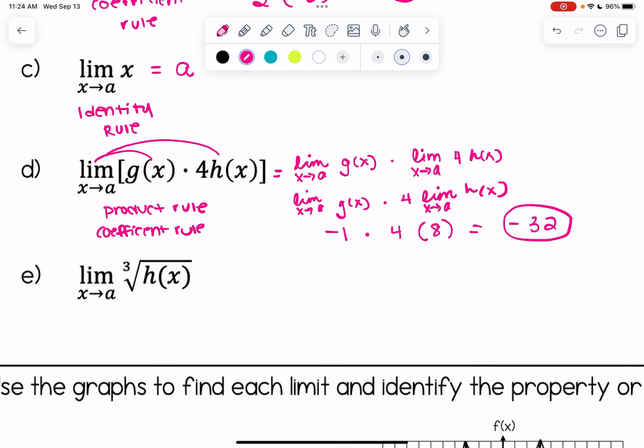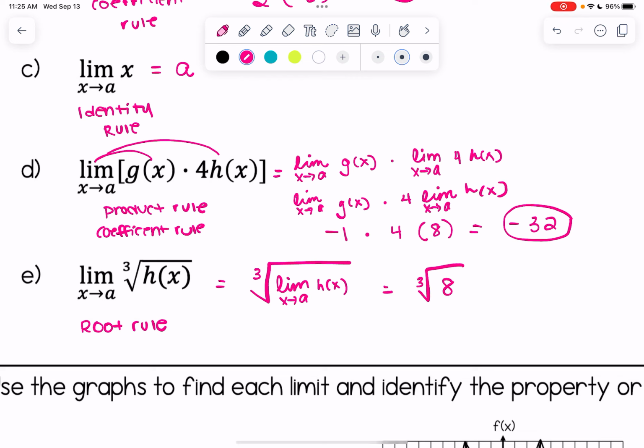All right, finally for our last question here, 1E. We see that radical there, so we're taking the cube root, and that's called the root rule. That's basically equivalent to when you take, in this case, the cube root of the limit as x approaches a of h of x. Well, that was equivalent to 8, so we're looking for the cube root of 8, and that is 2.